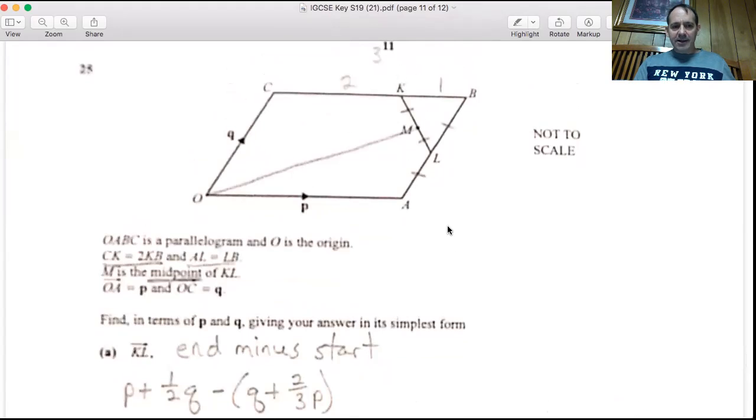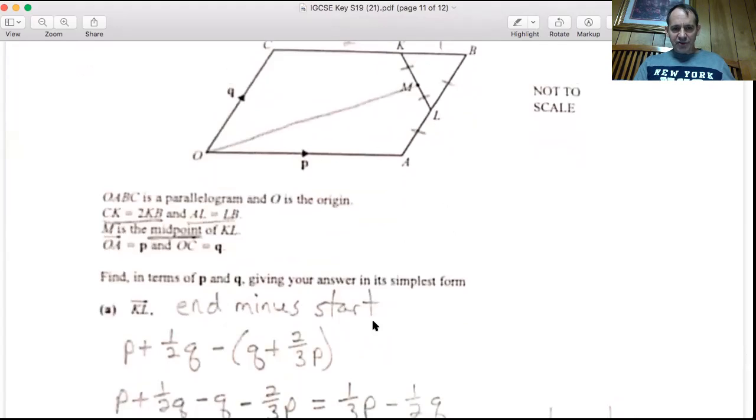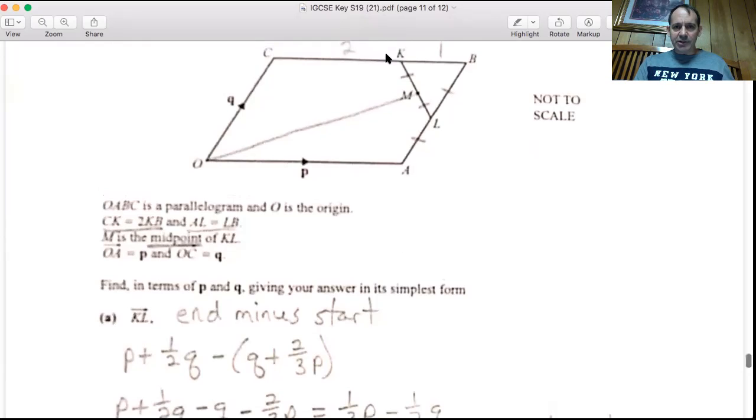And so K to L is going to be end minus start. In other words, the L is your end. K to L, you end at L, minus the start, which is your K. So the L is the end. To get from the origin to L, you go over P and then halfway up, so half Q. So P plus half Q is how you get to L. Okay, that's the end. Then minus, and now we need the start. The start is how you get from the origin to K. So we have Q plus.